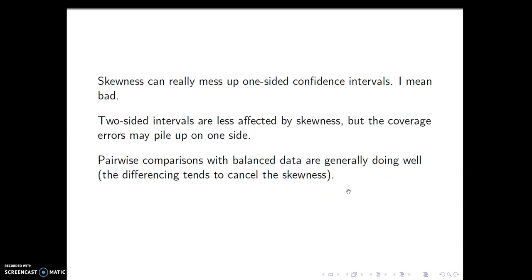So skewness appears to be really a problem, particularly with the one-sided intervals. Two-sided intervals are less affected by skewness, but the coverage may pile up on one side because of the skewness. Pairwise combinations with balanced data are doing okay, and the differencing tends to cancel out that skewness, so it tends to look all right.